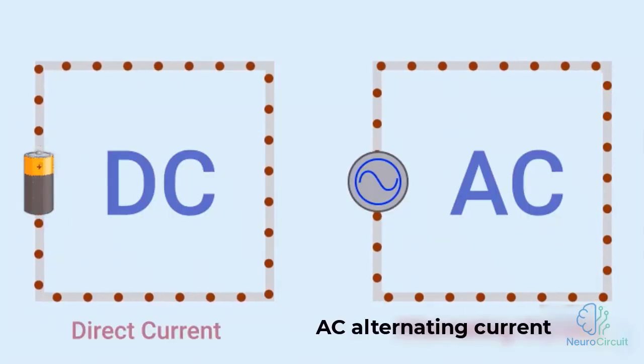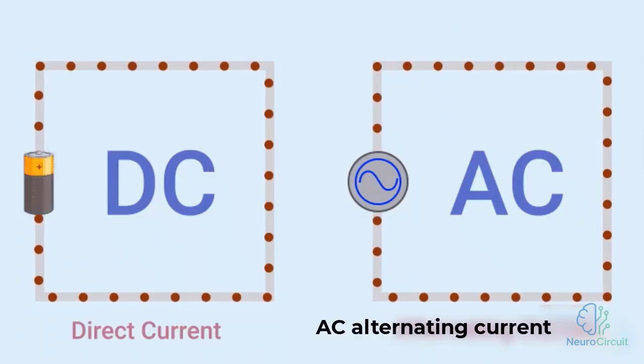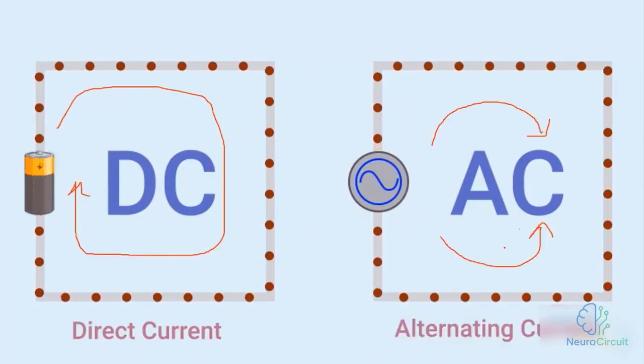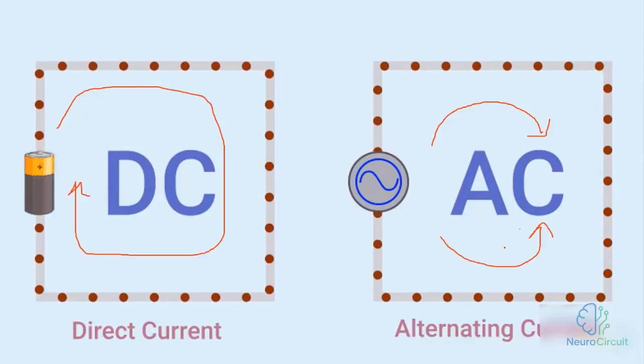One point about AC circuits that I should mention is that the electrons in an AC circuit don't actually move along with the electric current.